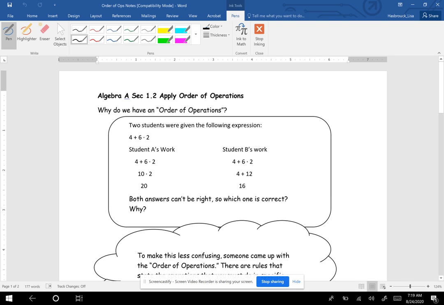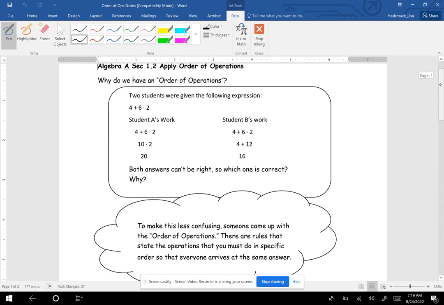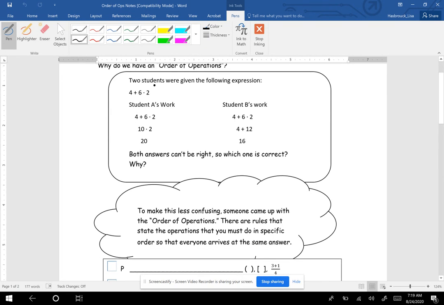Hello students, today we're going to go over order of operations. For order of operations, we're going to start with a little example. This is two students. We're given the following expression, 4 plus 6 times 2. We have student A's work and student B's work. It says both answers can't be right, so which one is correct?